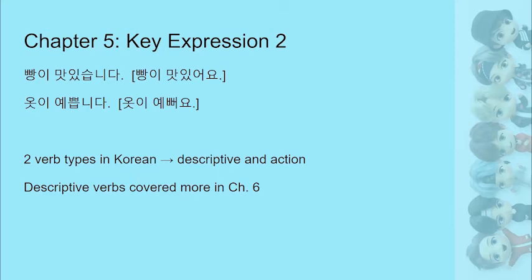So the first one is 빵이 맛있습니다. So 빵, of course, bread. Add the subject particle 빵이 맛있습니다. So if you were to write this in yo form, it's 맛있어요. That means delicious, to be delicious. And so this 맛있다 is not an action verb. You're not doing an action. It's describing the noun. So it's a descriptive verb.